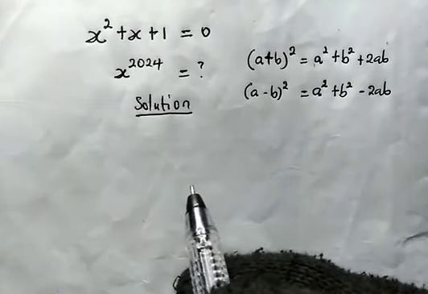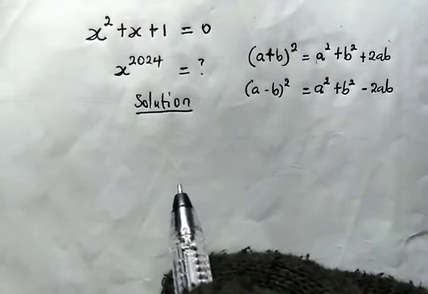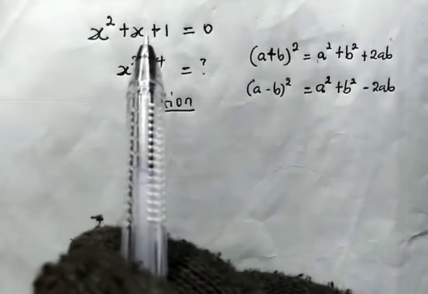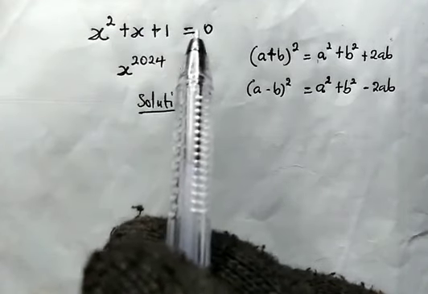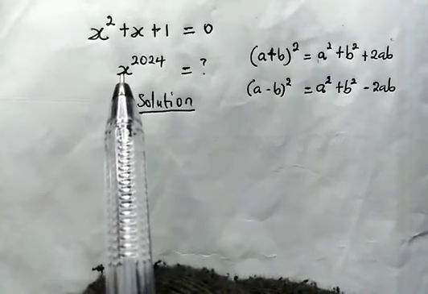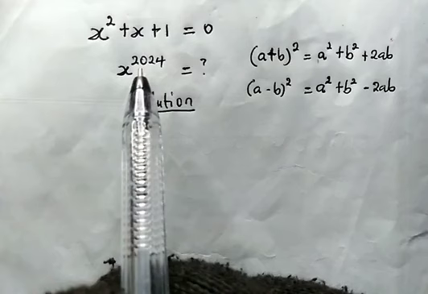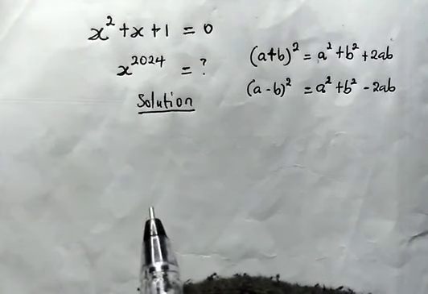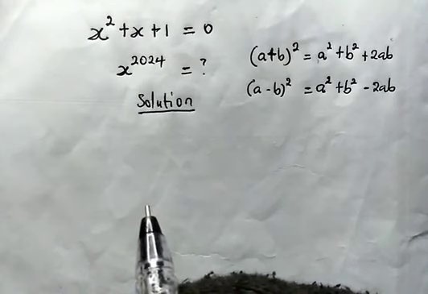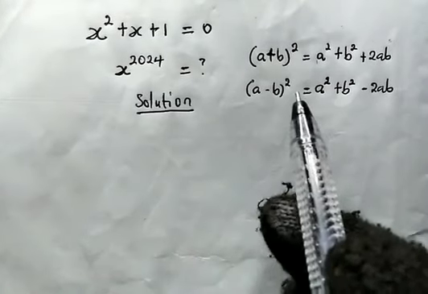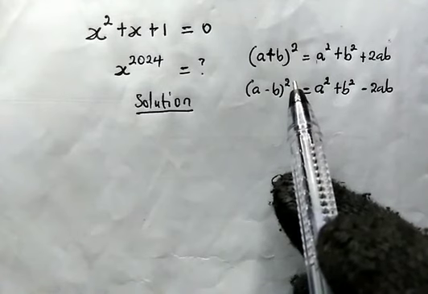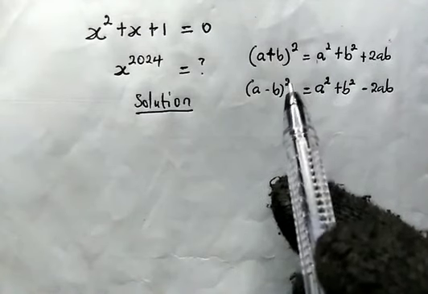Today we have the following interesting Olympiad Math problem. We're given the following equation: x squared plus x plus 1 is equal to 0, and we're going to evaluate x to the power of 2024. I find this problem very interesting, that's why I decided to make the video. And here we're going to make use of some nice algebraic identities. Now let's get into the video.